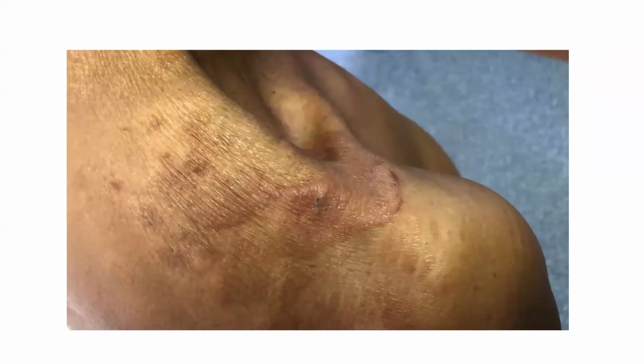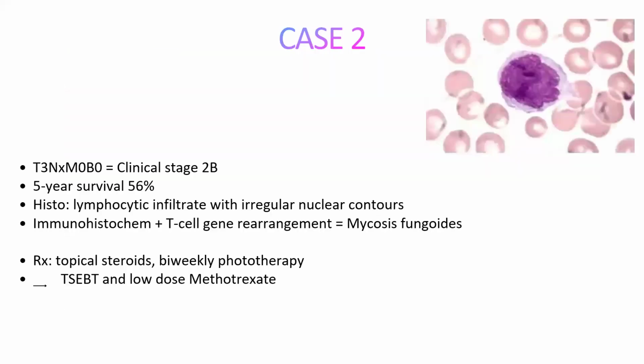This patient had skin involvement of less than 10%, which initially made her a T1 patient, but she later developed a tumor, which is T3 disease, with palpable lymph nodes, but no histological nodal involvement or visceral or blood involvement, which makes her a T3 NXM0B0 stage, therefore stage 2B, that is advanced disease. The development from patch or plaque stage disease to tumor disease drops her 5-year survival down from 98% to 56%.